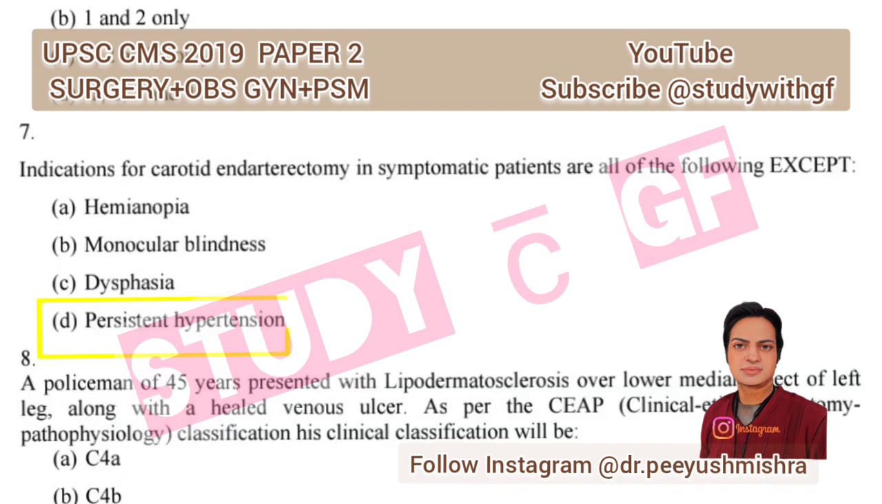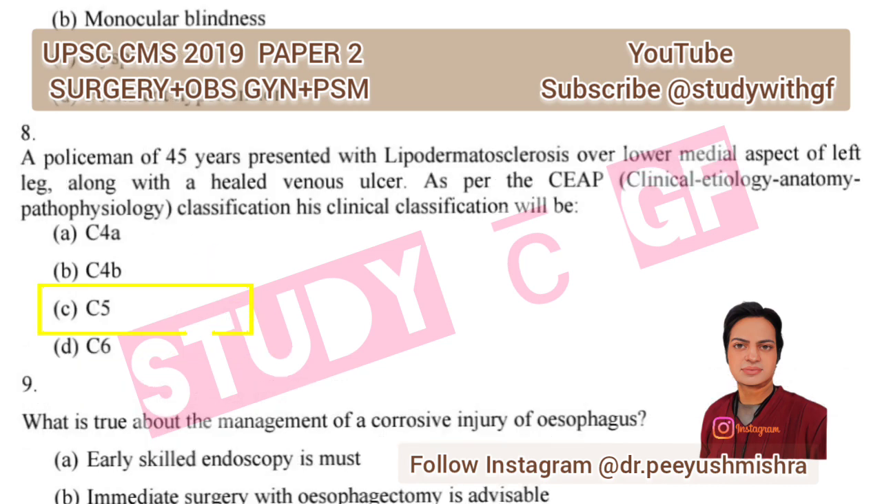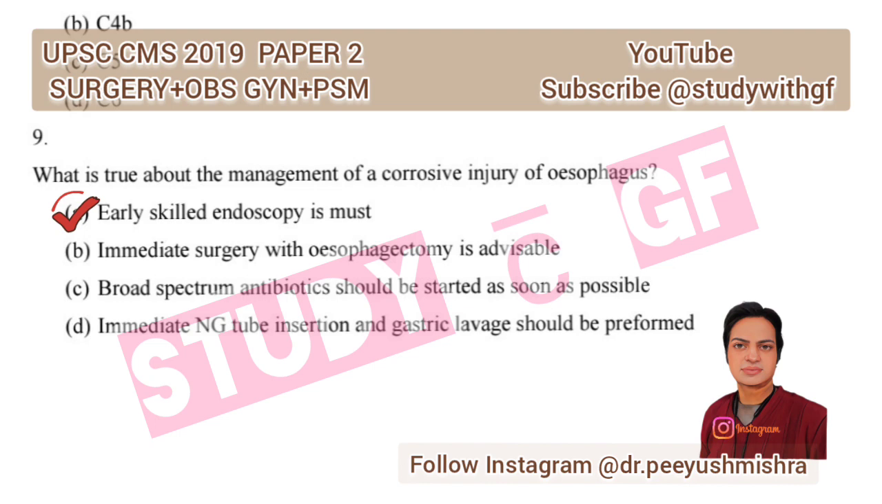Indications for carotid endarterectomy in symptomatic patients are all of the following except persistent hypertension. A policeman of 45 years presents with lipodermatosclerosis over lower medial aspect of left leg along with a healed venous ulcer. As per the CEAP clinical, etiology, anatomy, pathophysiology classification, his classification will be C5. Healed venous ulcer, C5. What is true about the management of corrosive injury of esophagus? Early skilled endoscopy is a must.